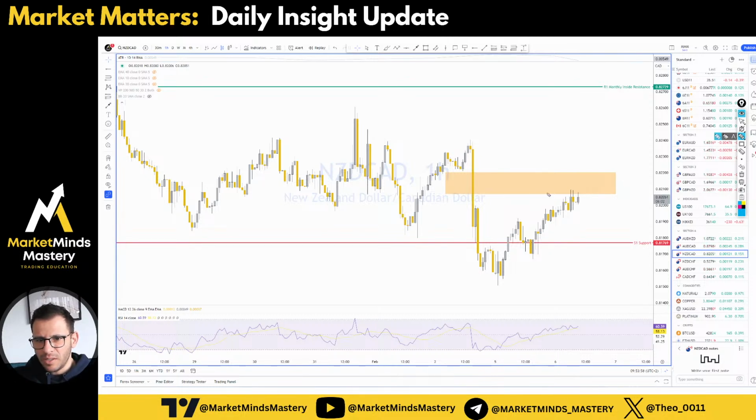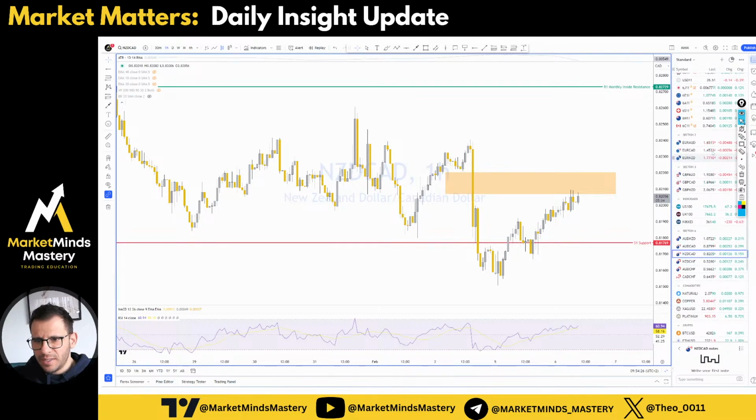Okay, so this area, New Zealand Canadian dollar, is a very potential area of price reversal. So I will keep an eye on that one for some kind of reversal price action. Maybe this will give the opportunity, maybe during the New York session, when the Canadian dollar will be more active.